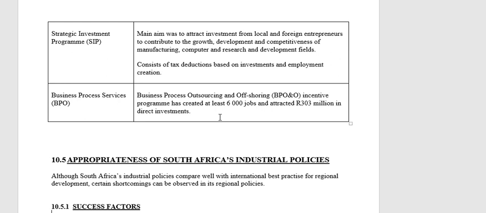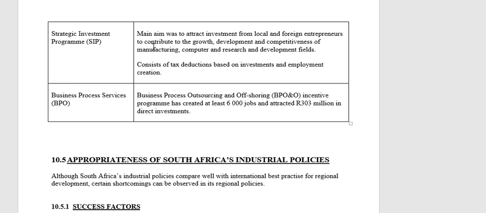Okay, the second last investment incentive is the Strategic Investment Program, or the SIP. Okay, the main aim here was to attract investment from both local and foreign entrepreneurs, obviously to contribute to the growth and development of our manufacturing, computer, research and development fields. All right, so any business that is established in this field, okay, whether it's a manufacturing business, a computer IT related business, a research facility, okay, any business involved in these fields. We want to make them more competitive.